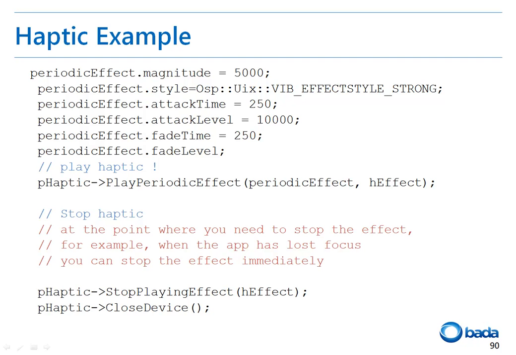Now, if we pass the periodic effect to the device by calling the periodic effect function of the haptic device, the handle to the current effect is set to the H effect variable. You can stop haptic when required by calling the stop playing effect function, giving the handle as the parameter. After you stop haptic, you have to disconnect from the device by calling the close device function.